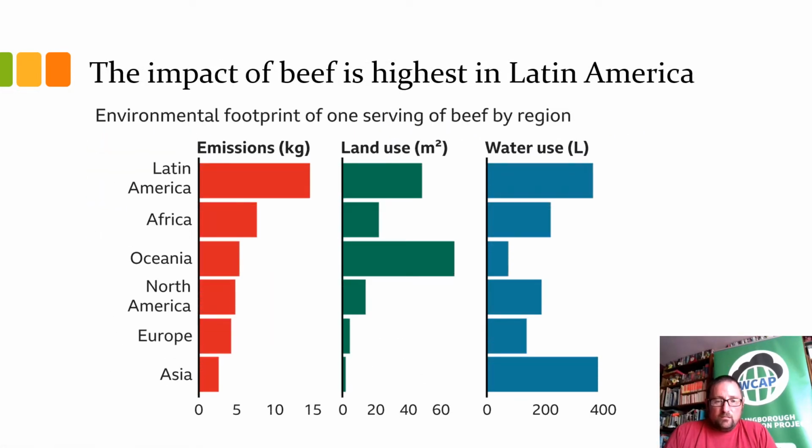And this results in Latin America having the highest impact of all of the beef producing areas. So as you can see by the graph, Latin America's emissions and water usage are the highest, but their land use is also the second highest. Compare that to Europe, where the emissions are considerably less, the land use is all but a fraction, and water use is less than half.